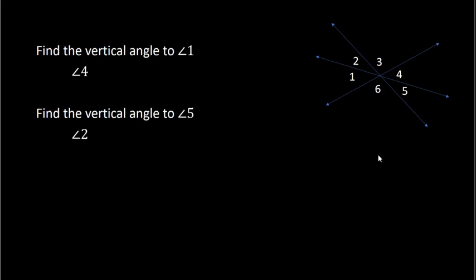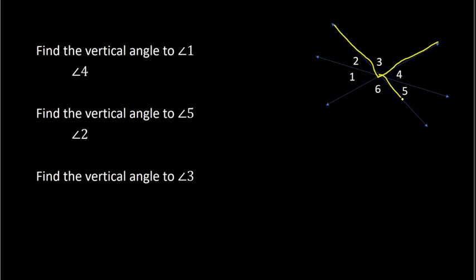Okay, let's try one more example. Find the vertical angle to angle 3. So angle 3 is created by this ray and this ray. If I extend both those rays, I would have here and here. Okay, so notice the angle I created was this angle over here, angle 6. Angle 6 is across from angle 3, so angle 6 is my vertical angle.